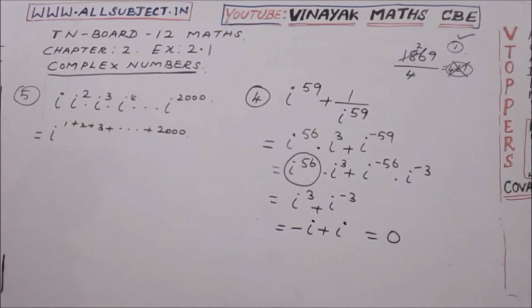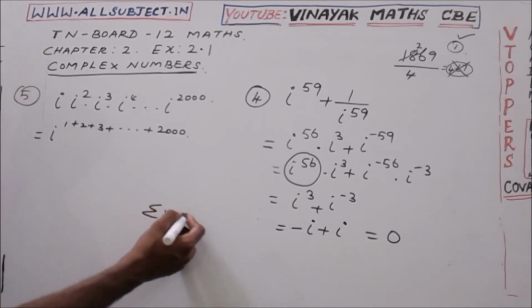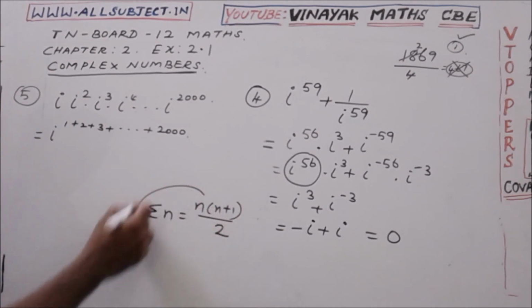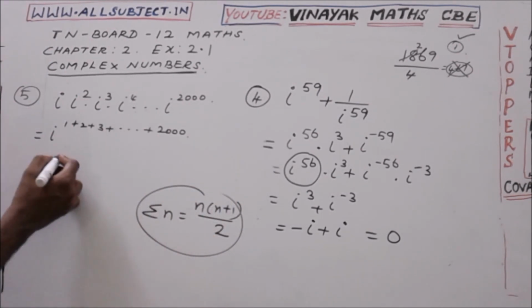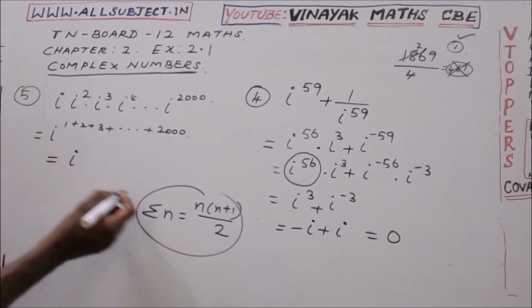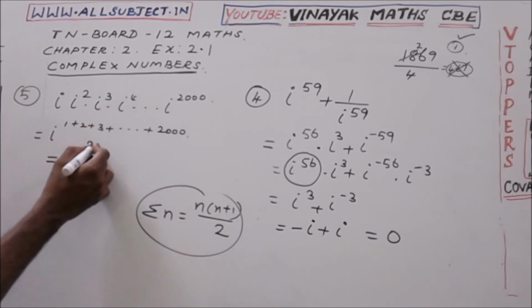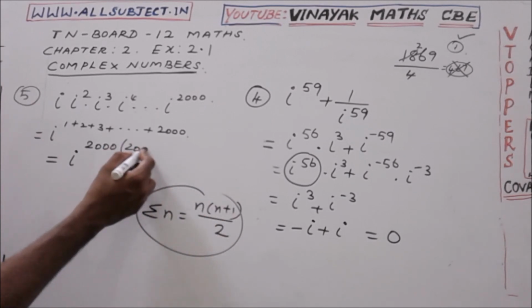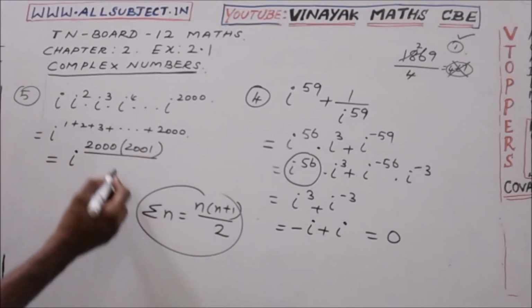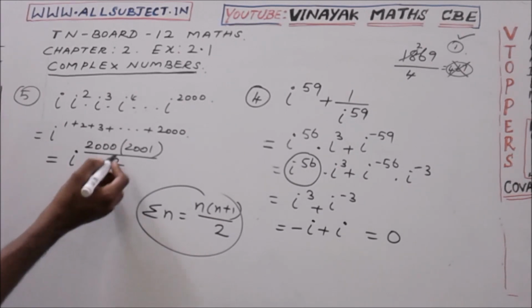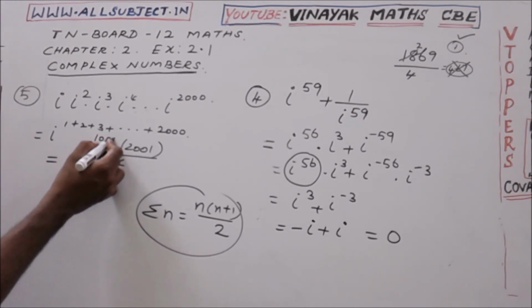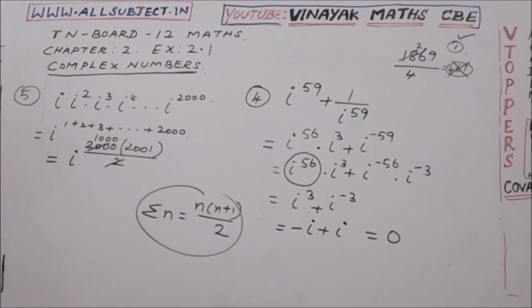The sum of the first n natural numbers is equal to n into n plus 1 divided by 2. Applying this formula in the power, with n as 2000, we have i to the power 2000 into 2001 divided by 2. We can cancel these by dividing by 2, and we get 1000.